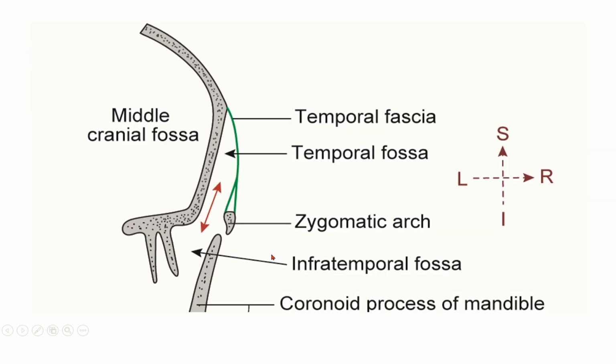zygomatico-temporal nerve. So you can see here, this is the upper attachment of the temporal fascia to the superior temporal line. The lower attachment is split into two layers attached to the upper border of the zygomatic arch, to the inner lip and outer lip. Here you can see this is the temporal fossa, and here this is the infratemporal fossa. So this is the communication medial to the zygomatic arch. Between the zygomatic arch and the side of the skull, there is a communication between the temporal fossa and infratemporal fossa.